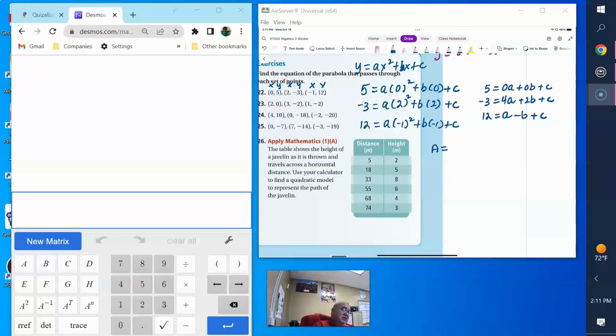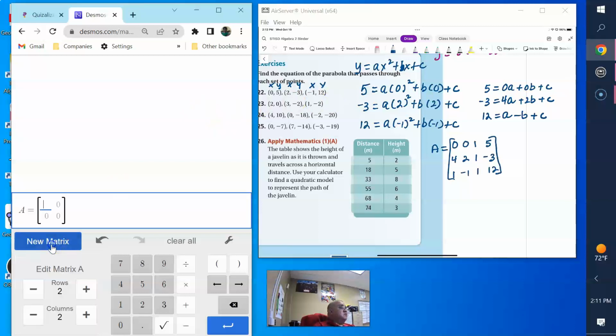Now, what you want to do is write your matrix. So the matrix is 0, 0, 1, 5. This is your augmented matrix. You have 4, 2, 1, -3, and then it's 1, -1, 1, 12. And then what you want to do is type this into the matrix. There's 3 rows, so it's going to be 3 rows by 4 columns.